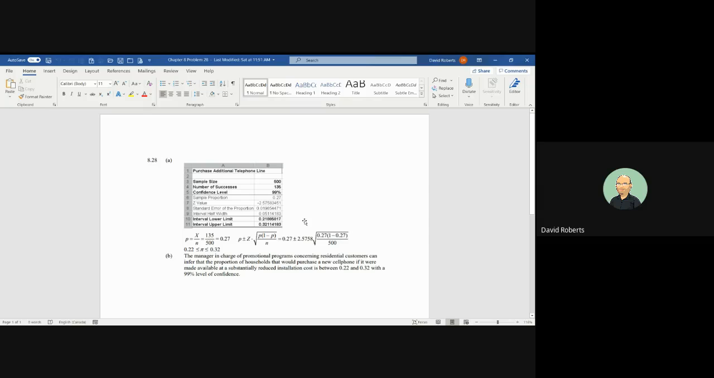Problem 28 on page 260. Even though we're calculating a confidence interval, we have to be very careful that this is not a confidence interval for a mean. This is a confidence interval for a proportion.